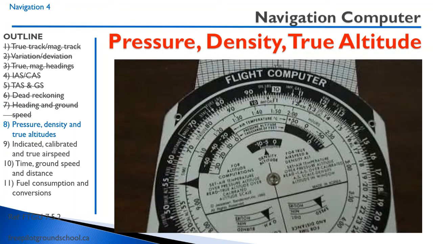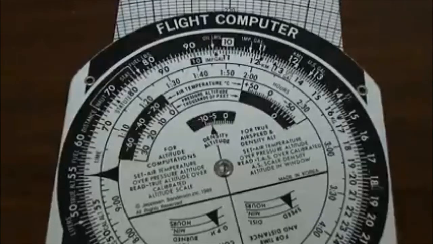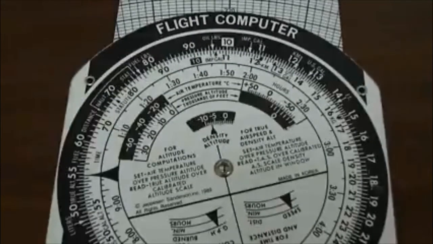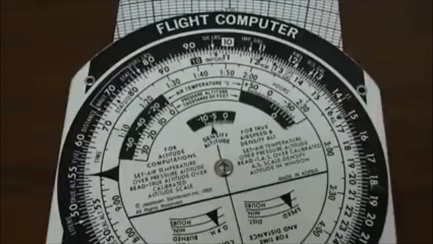Here's a video on calculating pressure, density, and true altitude. In this example, I'm going to show you how to use the E6B flight computer to calculate true altitude. Let's assume we're flying along, and we're going to go over a mountainous area that has a maximum altitude of 5,000 feet MSL. It's a cold day, so the performance of our airplane is pretty good. In fact, it's a little bit better than on a normal day.